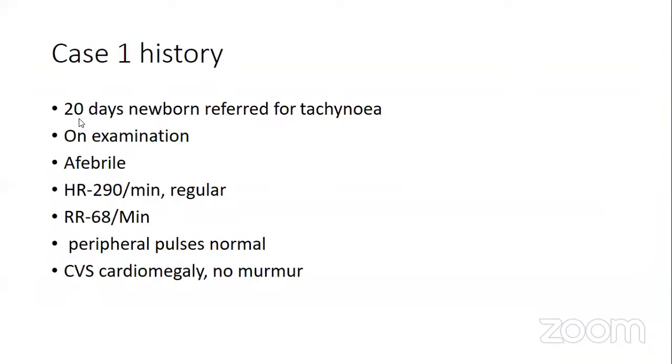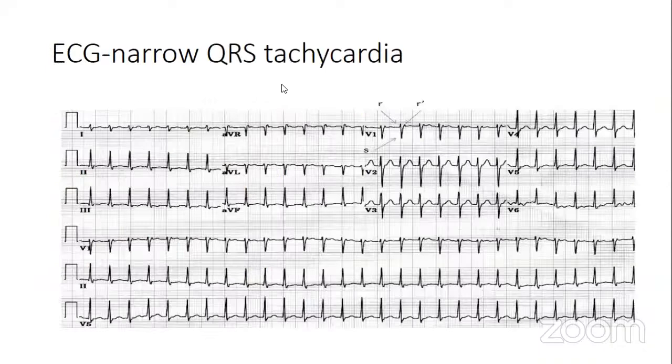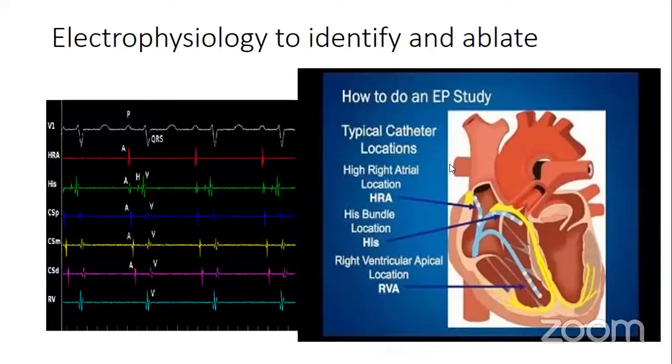A 20 day newborn referred for tachypnea. On examination, afebrile, 290 per minute heart rate, regular, peripheral pulses normal. In CVS there was cardiomegaly, there was no murmur. ECG: narrow QRS tachycardia, so it was AVNRT.